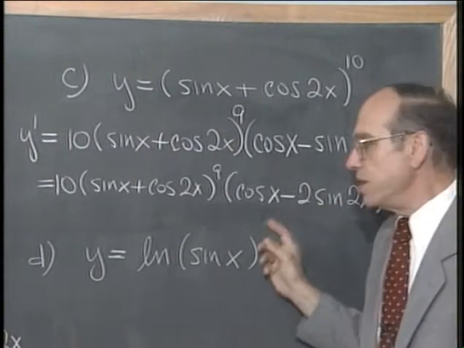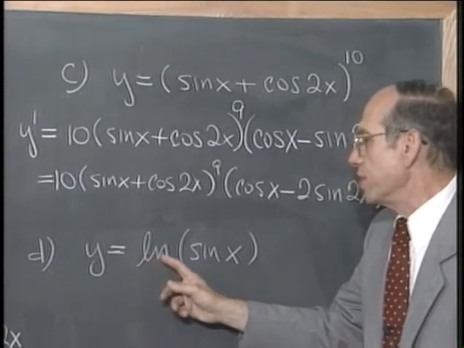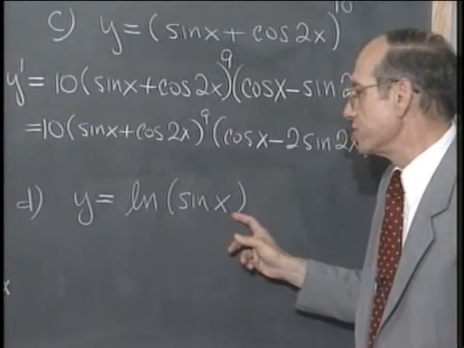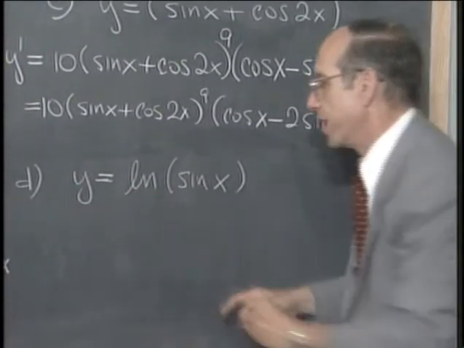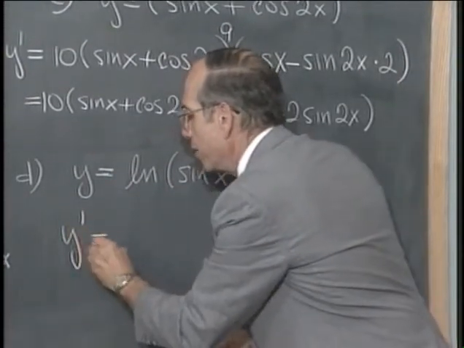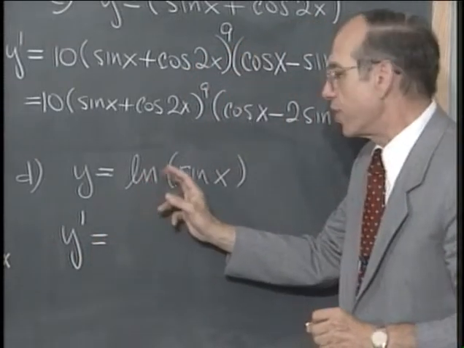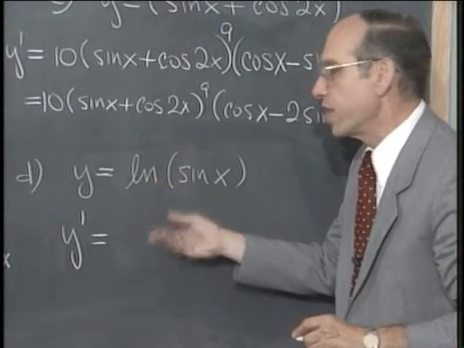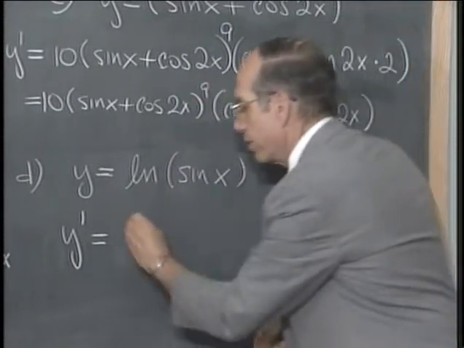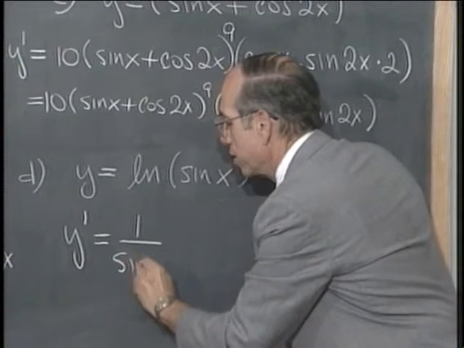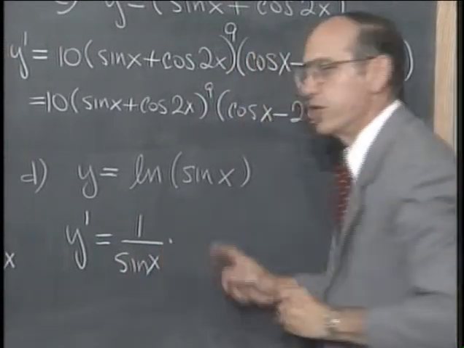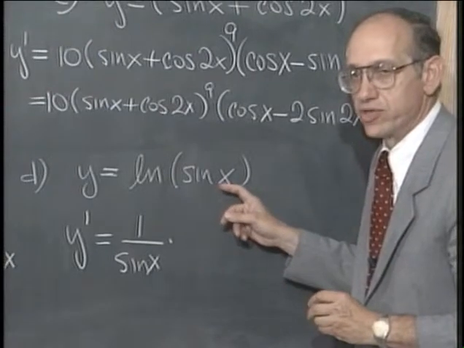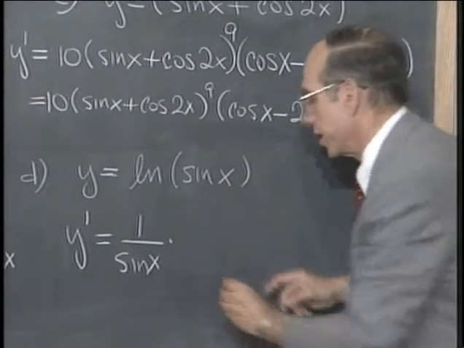In part D, we have y equals the logarithm of the sine of x. Now, we did the logarithms in the last section, and you remember that. Y prime equals, here we have the derivative of the log of something, the log of u. The derivative of the log is 1 over that function. So that's 1 over sine of x times now the derivative of u, the derivative of sine x, and the derivative of sine x is cosine x.